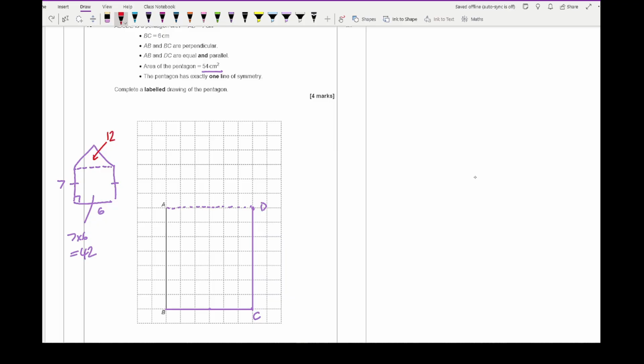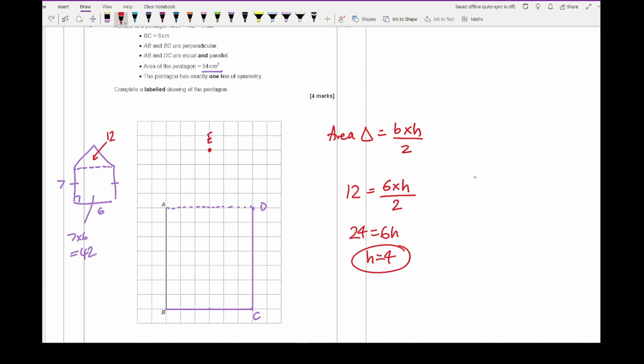To work out the area of a triangle, that's base times height divided by 2. I know the area is going to equal 12, and the base is 6, so 6 times h divided by 2. That's 24 equals 6h, so h equals 4. So the height of this triangle needs to be 4, so this is where E is going to be.